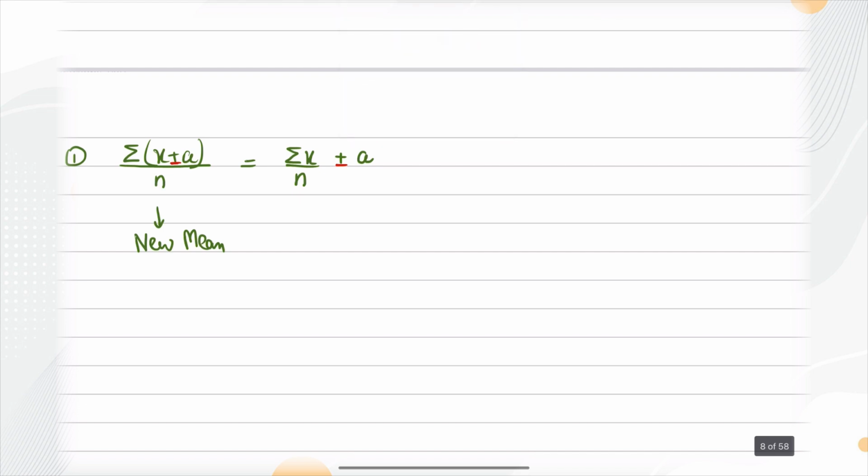Now, another thing that I want you to understand is this. What does summation x plus a actually mean? Summation x plus a means that you have the sum of all the original values of x, and in all the values you're adding a. So if let's say you have 5 values and you're adding 2, that means 2 is being added 5 times.